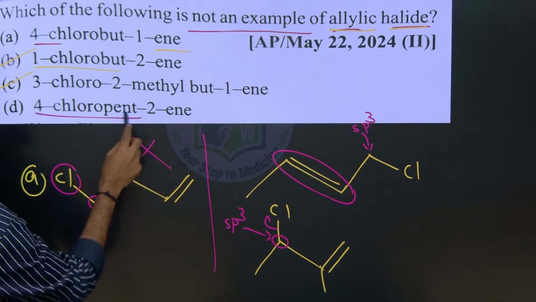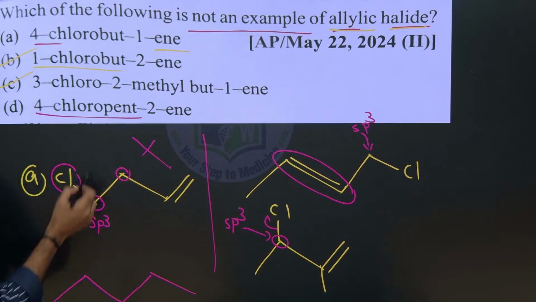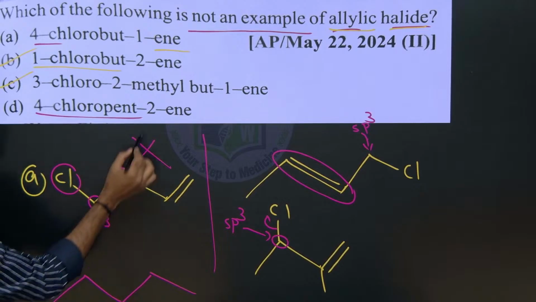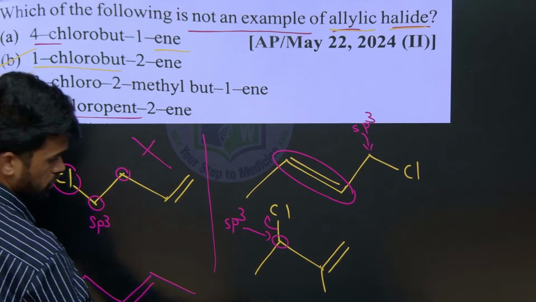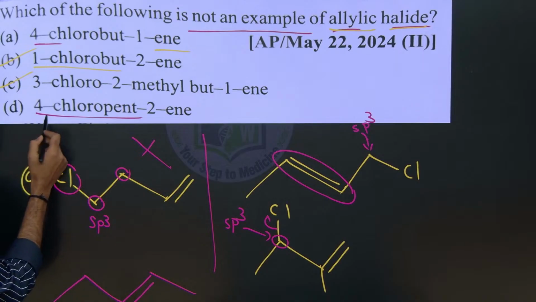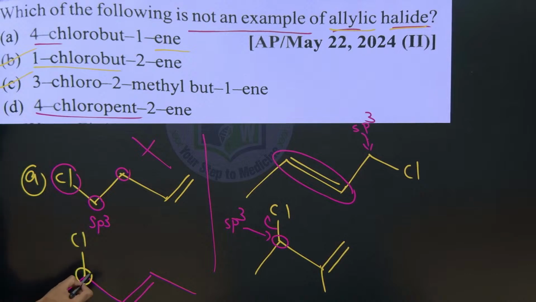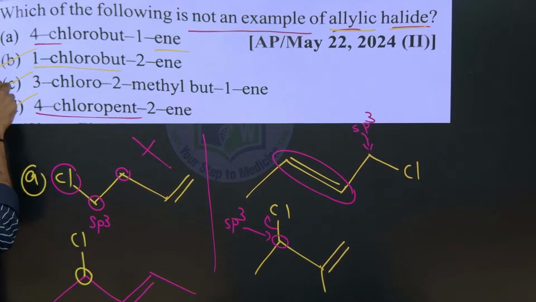Go for the next one. Pent means 5, with the double bond at the second position, then 1, 2, 3, 4, chlorine at the fourth position. This is an sp3 hybridized carbon attached to the double bonded carbons, so it is also an allylic position, an allylic halide. So these 3 are allylic halides.